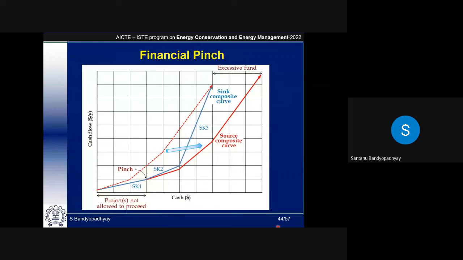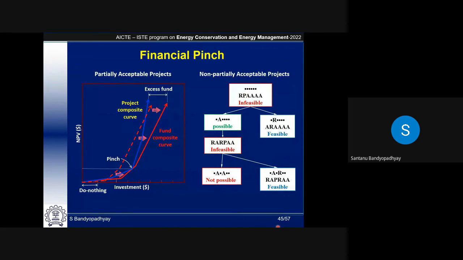It has been applied to financial problems where there are a lot of projects and different funds, and how do you manipulate them or use them so that you get the maximum benefit. In many cases, it has been used not purely from the pinch, but also with something like non-partially acceptable projects, meaning either the project has to be accepted completely or rejected completely. It has been applied there in combination with pinch.